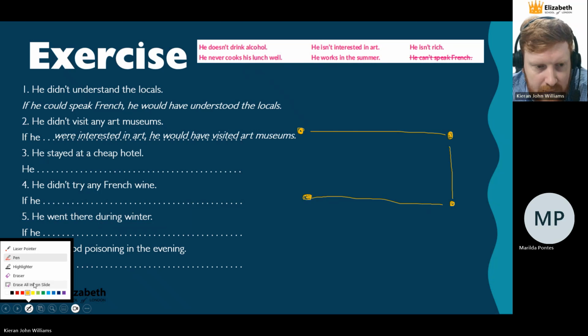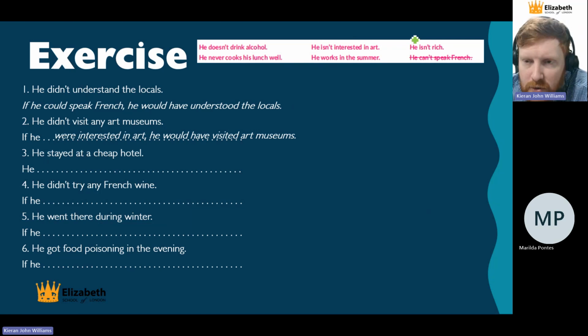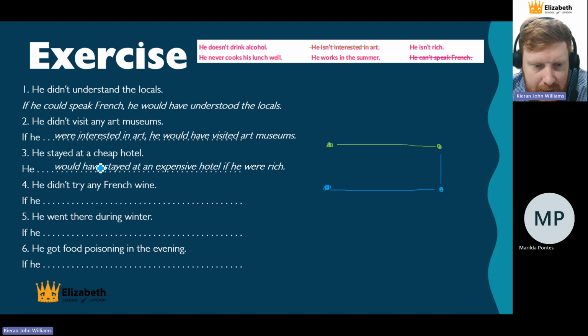In the next one, he stayed at a cheap hotel. So let's look at what information can help us here. He stayed at a cheap hotel. That's probably because he isn't rich. So in a normal world, he stayed at a cheap hotel. The reason is he isn't rich. But let's change the reality. Let's imagine he is rich. So that means when he was in France, he would have stayed at a better, more expensive hotel, maybe. So we could say he would have stayed at an expensive hotel if he were rich.